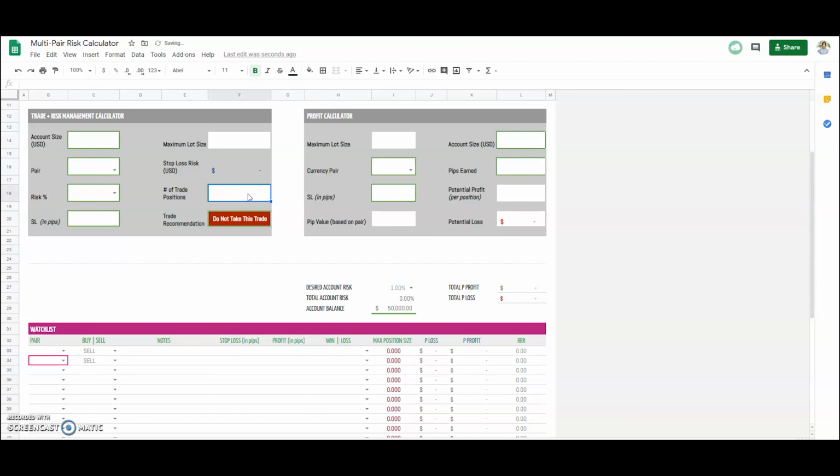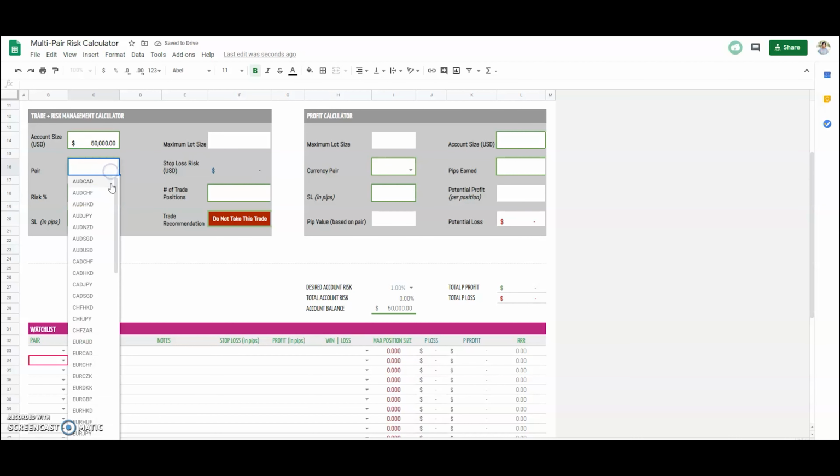All right, let me clear this out. So I just went over to my risk calculator, and I'm going to see, based off the setups that we marked up, what lot size I can take on it. Put in my account size. We were looking at AUDCAD.